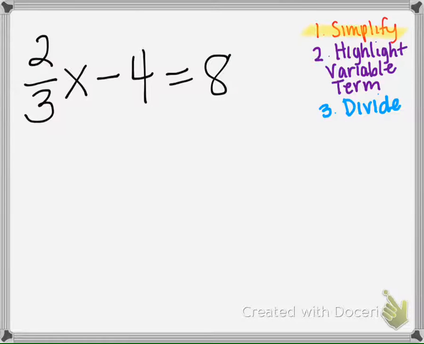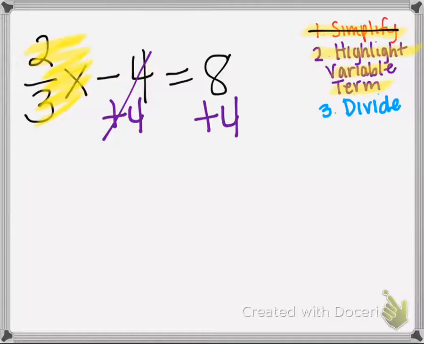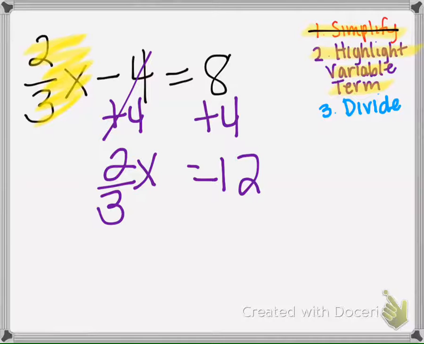Alright, our first step is to simplify, but there's nothing that can be simplified in this particular problem, so we're going to skip. There's no like terms, there's no distributive property. Now I'm going to highlight the variable term and get rid of that -4 by adding 4. Alright, now that we have the highlighted term all by itself, we are done with step 2.